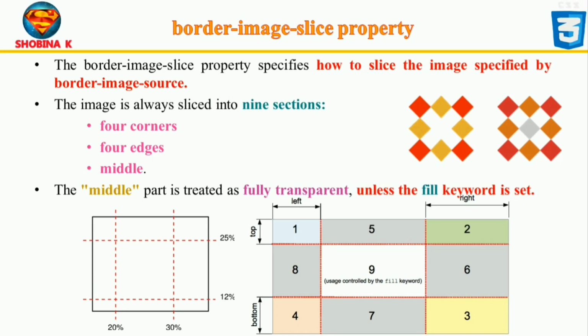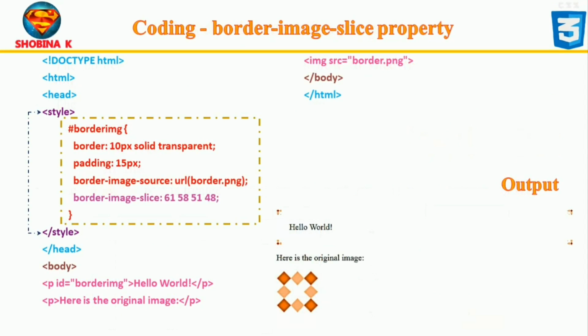And the values of this property specify how to slice the image for creating the pieces of border. The image is always sliced into 4 sections which includes 4 corners, 4 edges and the middle part. The middle part is treated as fully transparent unless the fill keyword is set. Look at this example. With the offset values defined, now we have 9 sections of image, 4 corners, 4 edges and a middle section. The corners are applied to the corners of the element with the border image and the edges are applied to the edges of that element.